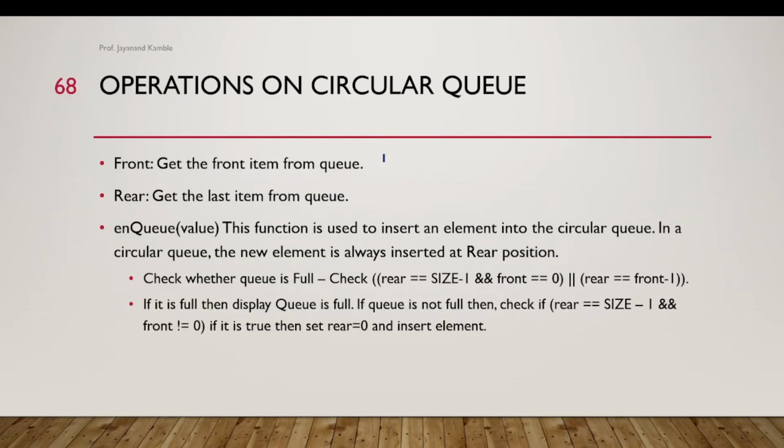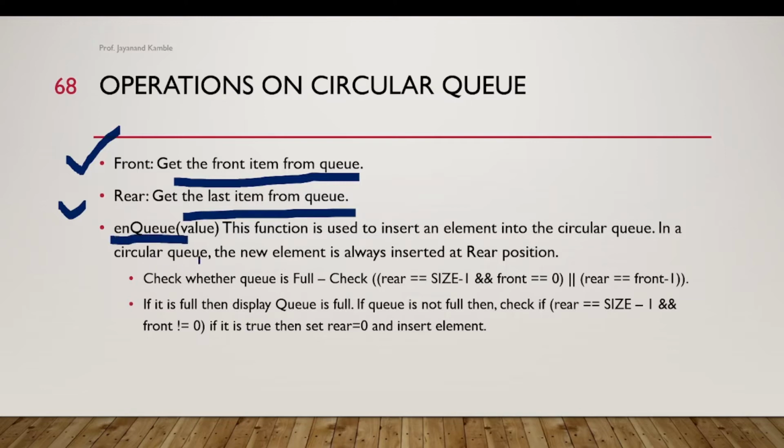Now what are the different operations that we can perform on a circular queue? Same: insert element, then delete element. Then front, to get the front item from the queue, and rear to get the last item from the queue. Now we do enqueue operation and then dequeue operation. What is the enqueue operation? To this enqueue operation we pass the value, that is data, to insert into the queue. This function is used to insert an element into the circular queue.